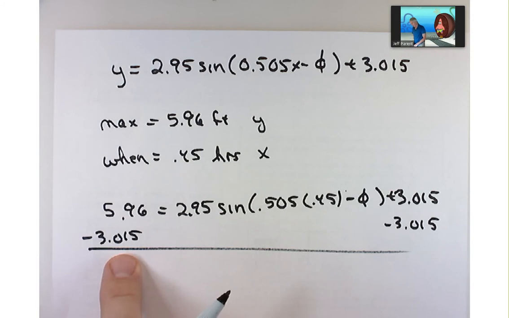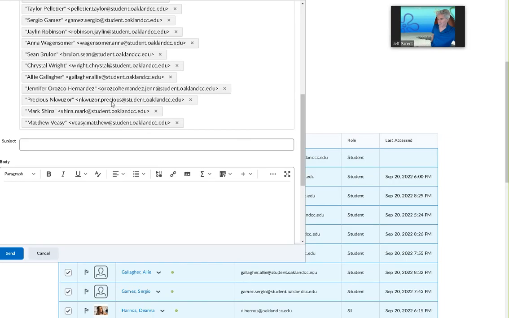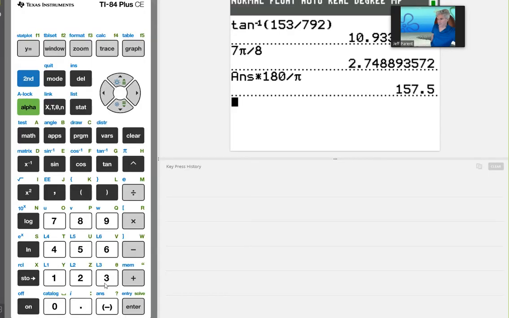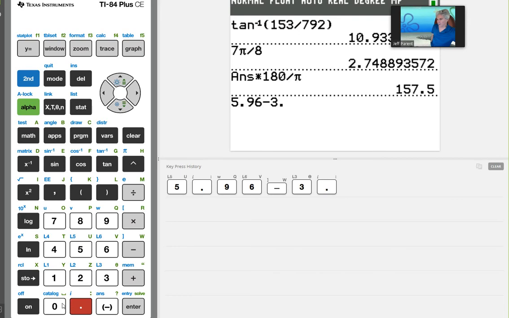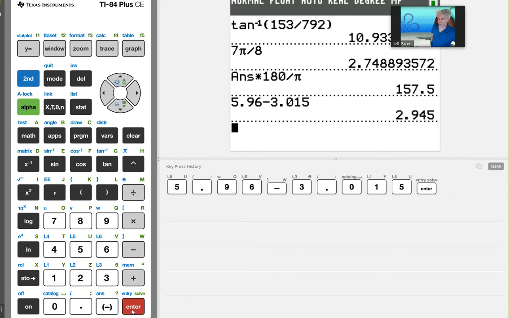Now, I'm a little disappointed here. Let's take a look at what number we get there. Let's see, graphing calculator, 5.96 minus 3.015 gives me 2.945.